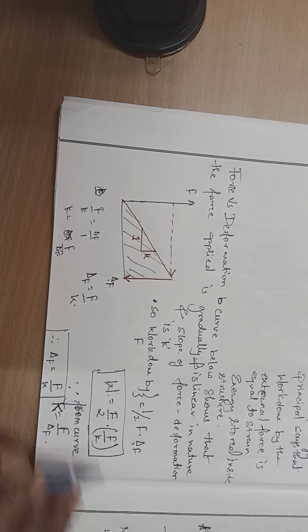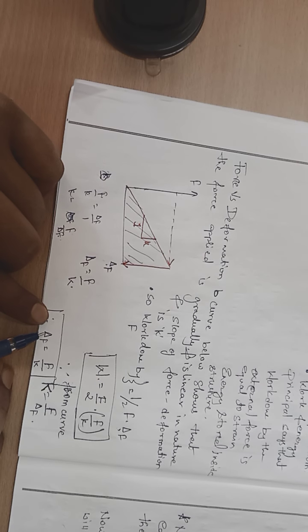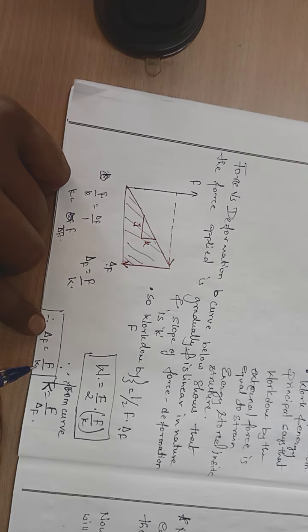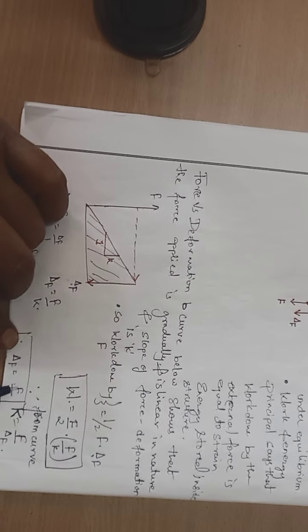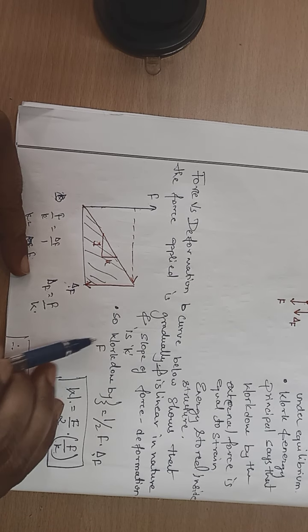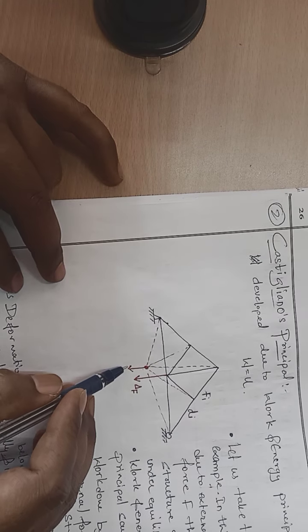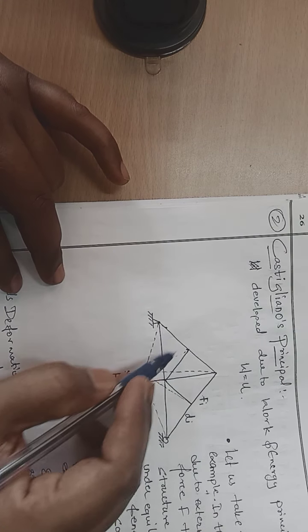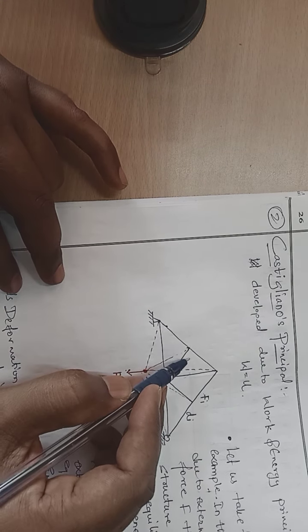Now, since we know that delta F is equal to F by K, we are substituting that in this equation. Similarly, this is the work done due to the external force. Due to this external force, what is happening? This force is disturbing all the members inside here, which is stored as a strain energy.